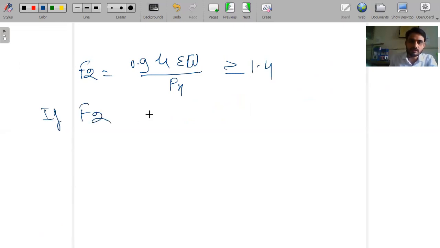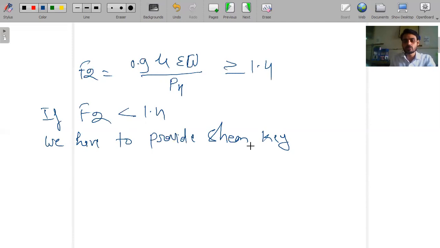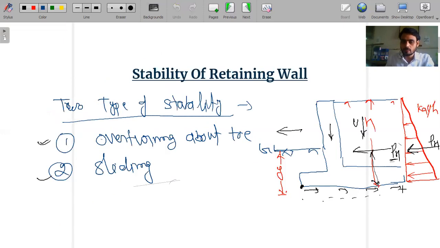If F2 is less than 1.4, at that time we have to provide a shear key to ensure more stability against sliding. And what is a shear key? A shear key is a wall-like stem which is provided on the downside, the bottom side, like that. This is the shear key wall, and by providing this shear key wall, extra passive pressure will act on that shear key, which will ensure more stability against the sliding.